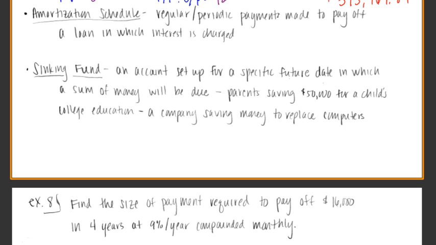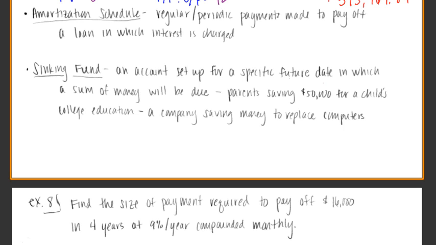And then a sinking fund is just a specific account that's set up where you're going to need so much money due. Like I say here, a parent saving $50,000 for a child's education, or a company that knows, okay, I want to replace all the computers in 5 years, and it's probably going to cost an estimated $100,000 to replace all of them. How much do we need to set aside now in order to get that to happen? And that's just a sinking fund.